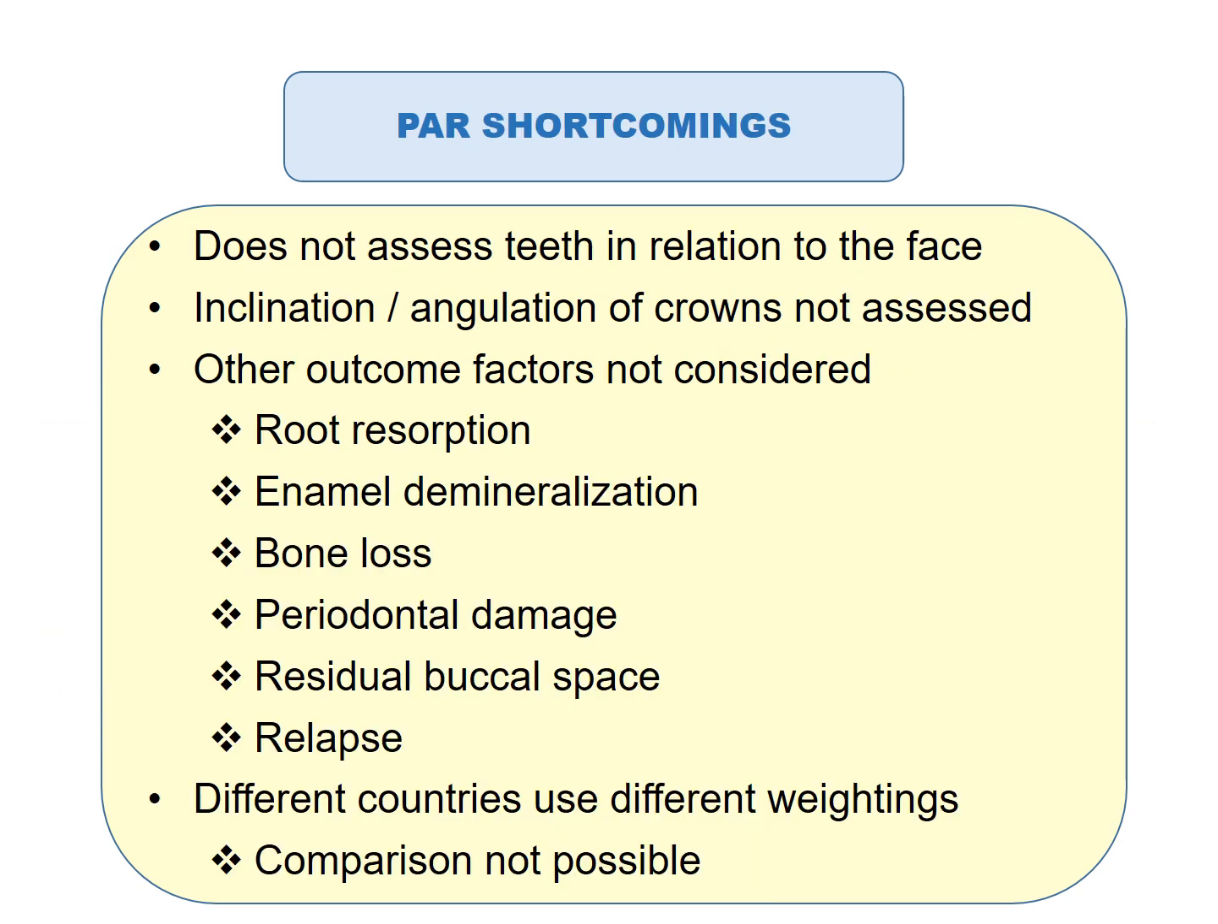Now, what are the shortcomings of the PAR index? Now, one, the PAR index does not assess teeth in relation to the face. The inclination and angulations of crowns are not assessed. Other outcome factors are not considered. Example, root resorption, enamel demineralization, bone loss, periodontal damage, residual buccal space, and relapse. And different countries use different weightings, in which case comparison between different studies is not possible.